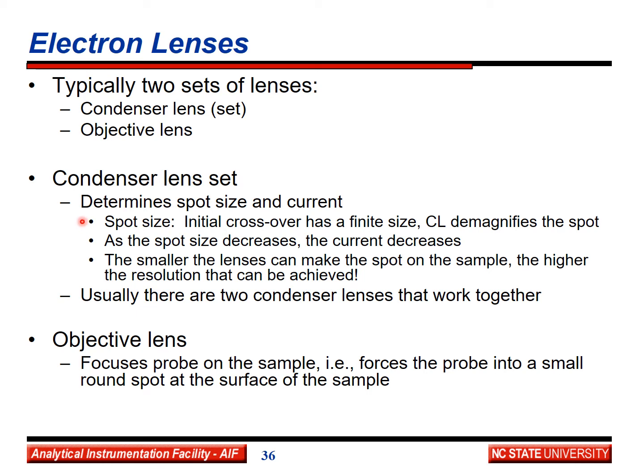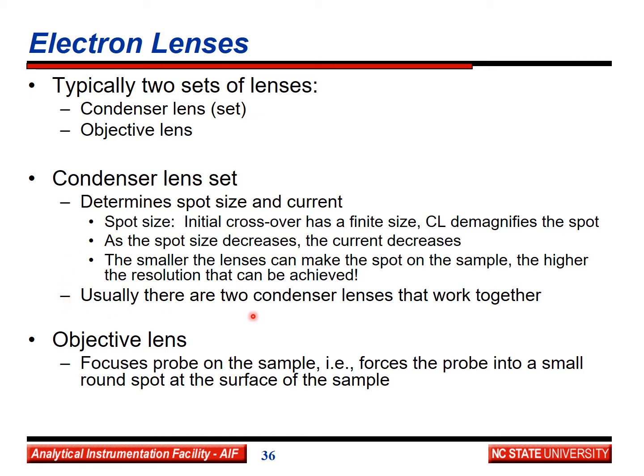We have to recall that the initial spot crossover has a finite size, and the condenser lens is going to demagnify the spot. As our spot size decreases, the current is also going to decrease. The smaller the lenses can make the spot on the sample, the higher the resolution that can be achieved. But we have to remember that we need enough current to create signal.